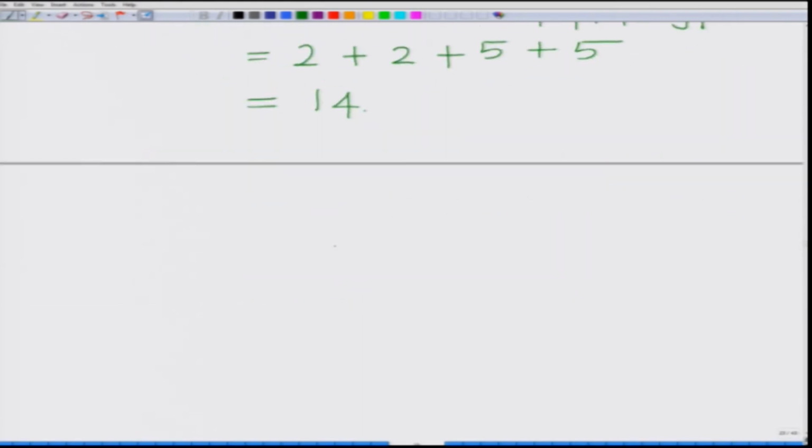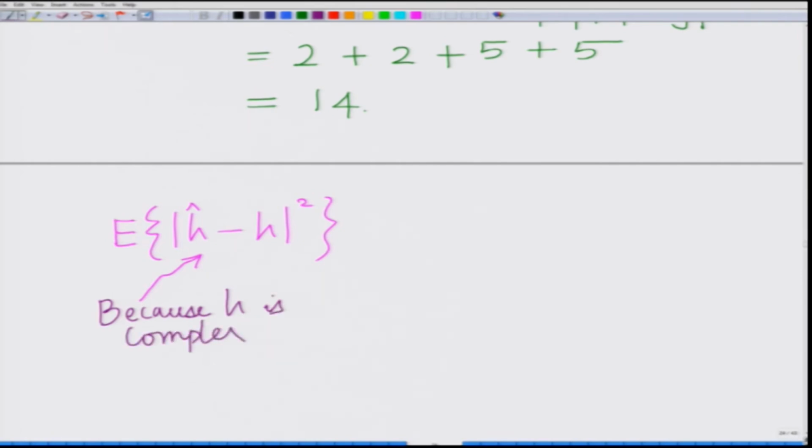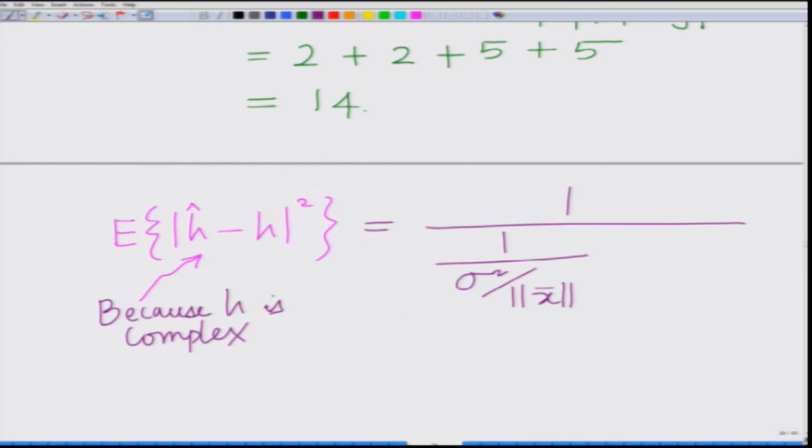Now, we have the expression for the MSE. The expression for the MSE is the expected value of the magnitude squared, because h is a complex coefficient, we have to use the magnitude. And this will be equal to 1 over, sigma square divided by norm x bar square plus 1 over sigma h square. It is a very simple expression.